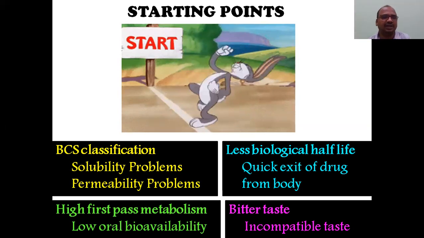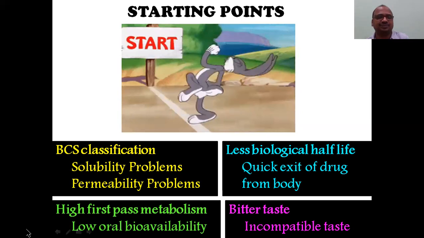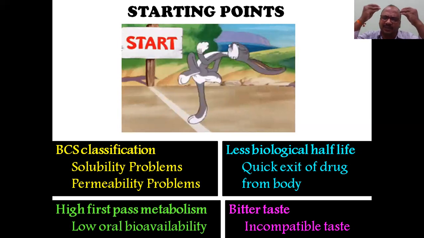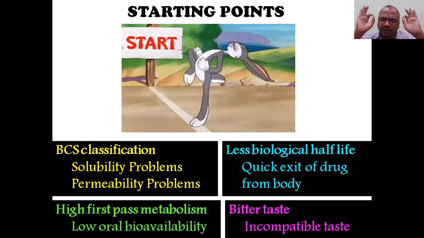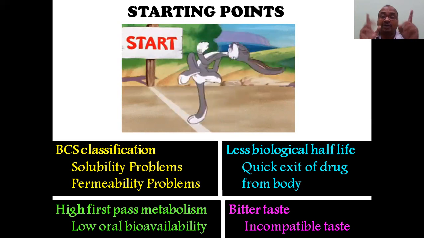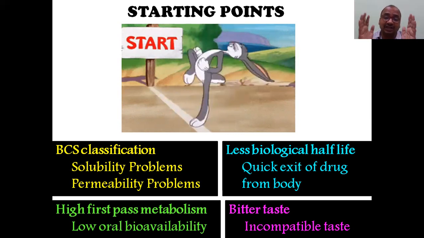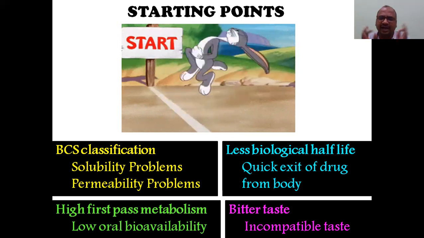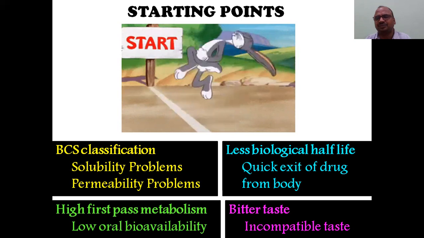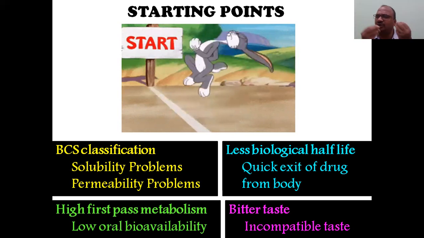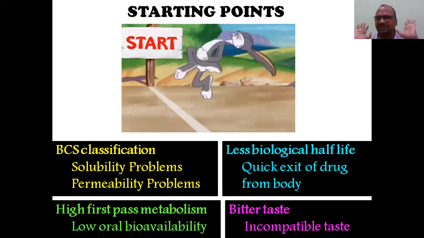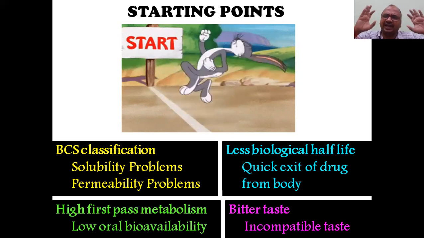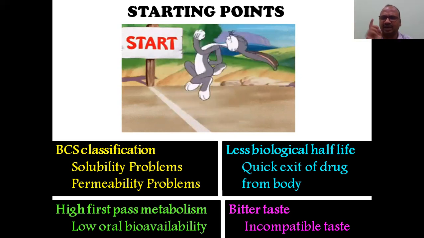And number 3 is high first pass metabolism. We know very well that most of the drug will be degraded in the liver itself during the first pass. For them, what is the solution? Which type of pharmaceutics areas are suitable for those drug candidates? All that we will discuss. And the last one is the bitter taste. We know very well, we have to mask the taste, otherwise we cannot prepare chewable tablets for bitter drugs. So these are the 4 types, and 90% of pharmaceutics projects come under these only.